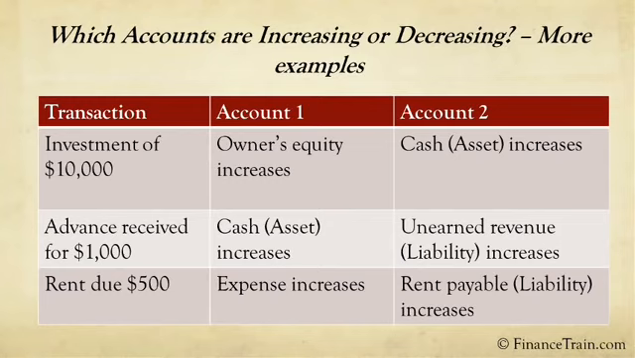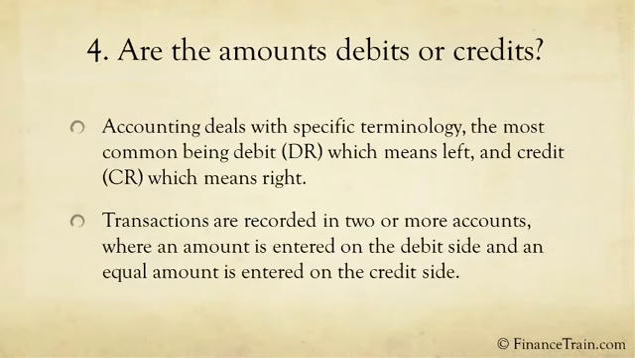When David invests $10,000 in the business, it increases both the owner's equity account and the cash account, which is an asset account. When he receives an advance of $1,000, the advance is received in cash. At the same time, since the service has not yet been delivered, this will create a liability in the form of unearned revenue. So, on one side cash will increase and on the other side the liability will increase by $1,000.